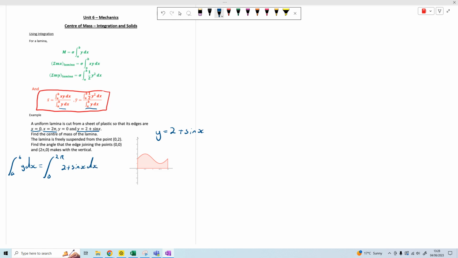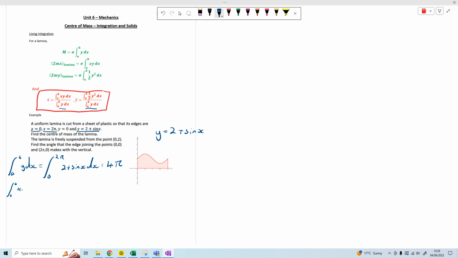Normally we'd follow all our normal integration rules at this point, plug it in and work it out. It comes out as 4 pi. We still need to do all our workings, but I'm just going to speed it up for this kind of example, as we know how to integrate stuff like this. Now I need the other two bits. For the x one, I need to do xy, so you take my y function and multiply everything by x, and for the other one, I need to do a half y squared. Let's do the xy one first.